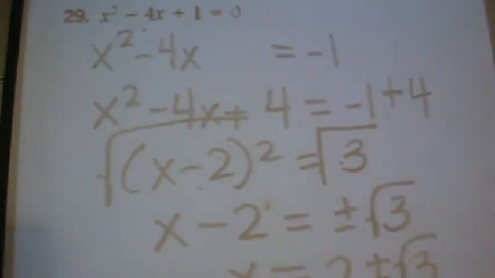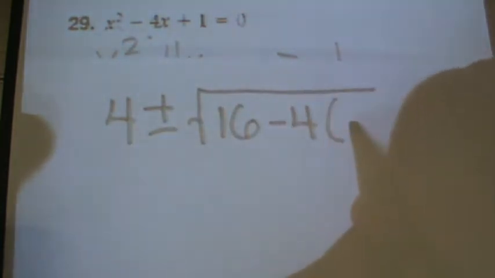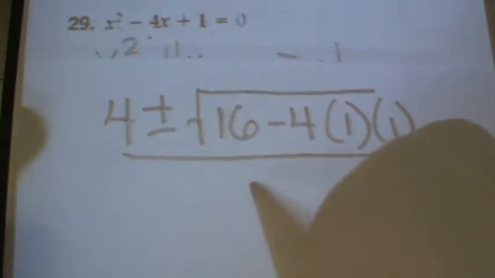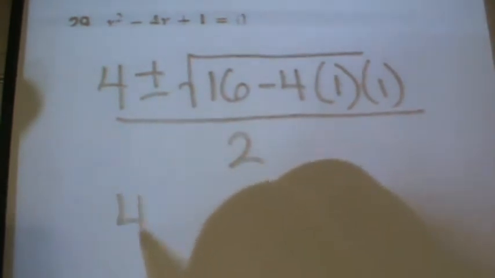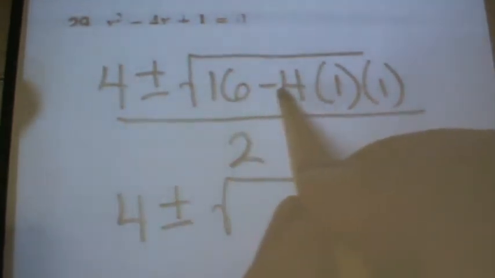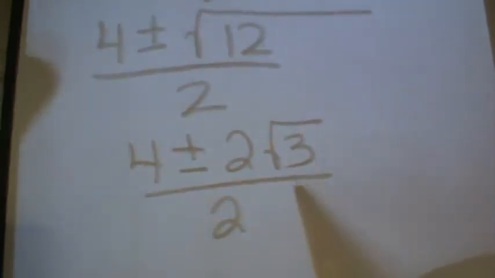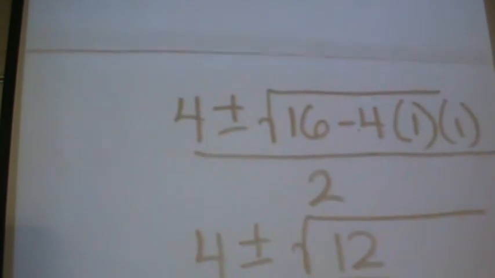Now, if you use the quadratic formula, you would have had -b, which is +4, plus or minus the square root of 16 minus 4 times a, which is 1, times c, which is 1, all over 2 times 1, which is 2. So what is 16 minus 4? It is 12. What's 12 written differently, simplified? 2 root 3. And why does this answer look different than what we got? We got 2 plus or minus root 3.